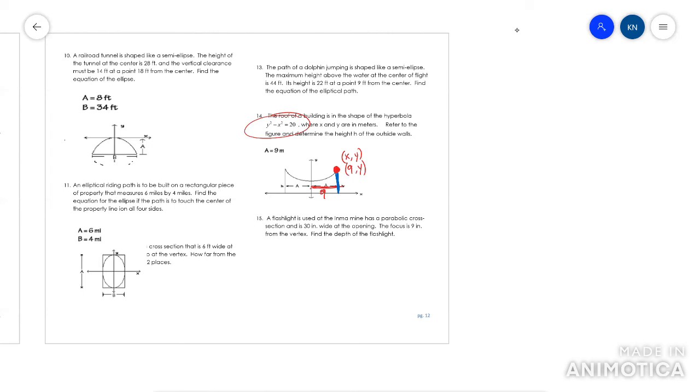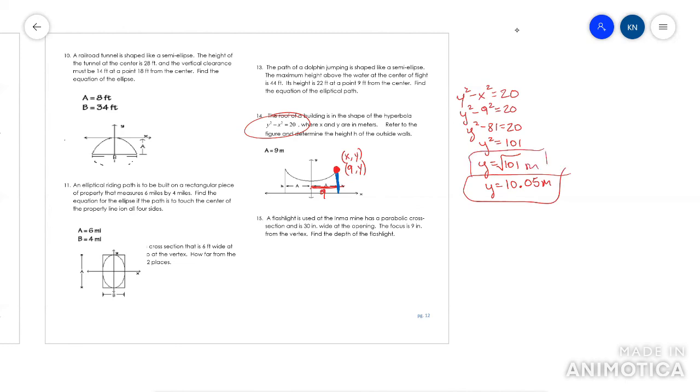Well, if they gave you the equation, y squared minus x squared equals 20, just plug in your x. So y squared minus 9 squared equals 20, and then just solve for it. So y squared equals 101, so y equals root 101, which is roughly 10, maybe like 10.05 meters. This would be my answer, or root 101 meters. That was an easy one.